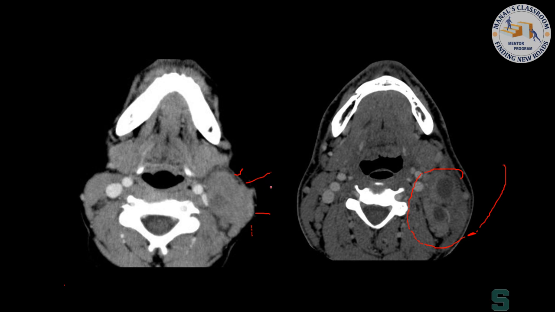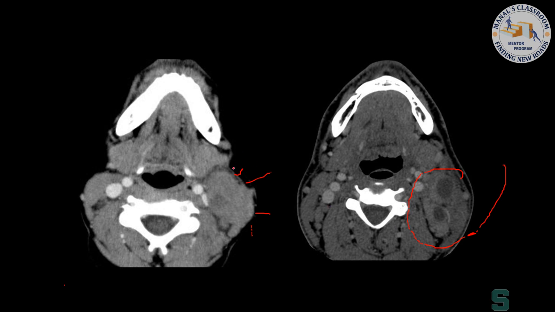Yeah, and what else about the mass? What else about the lymph nodes here? Are they homogeneous or are they not? They have some type of low attenuation within it. Whether or not it's necrosis, we don't know. It could be necrotic fluid, it could be pus, right? So that's the important observation.